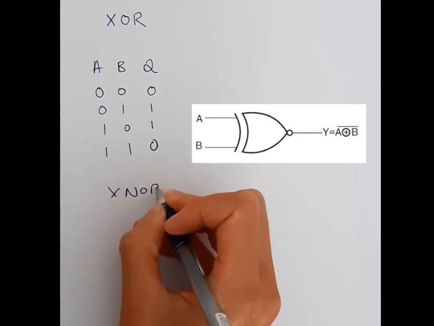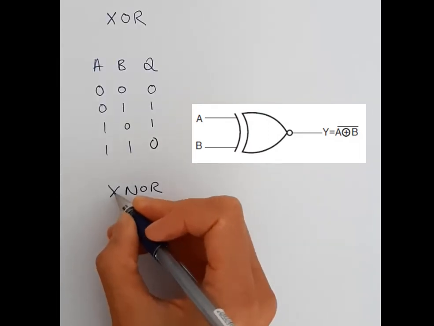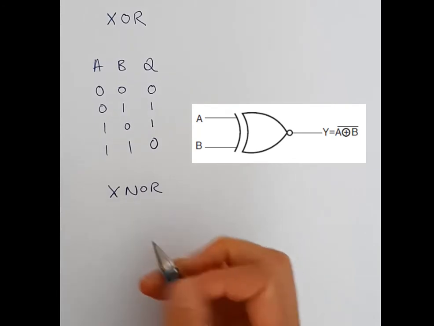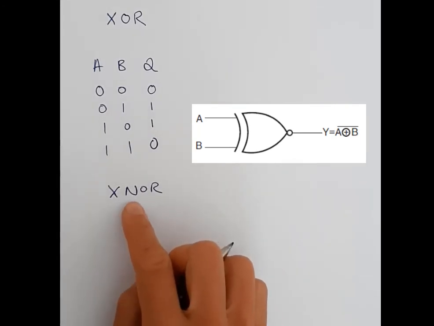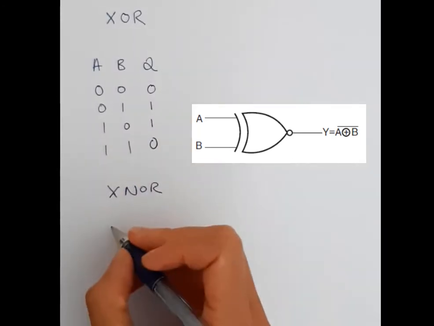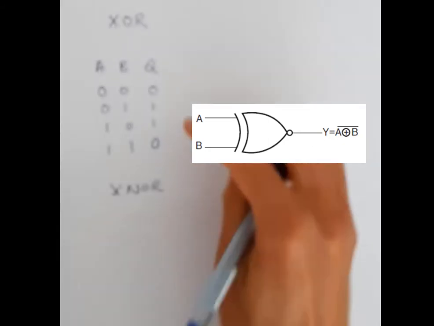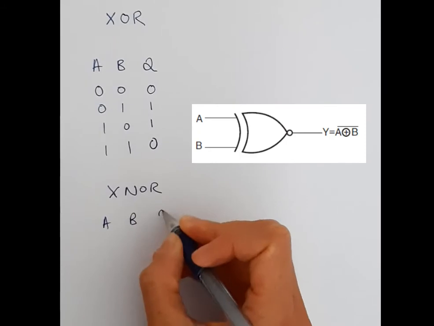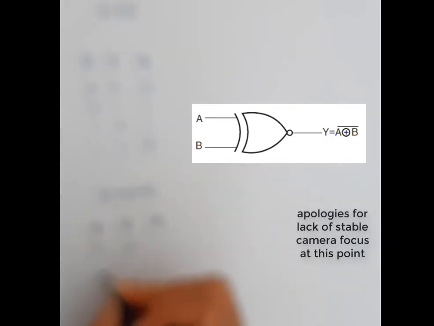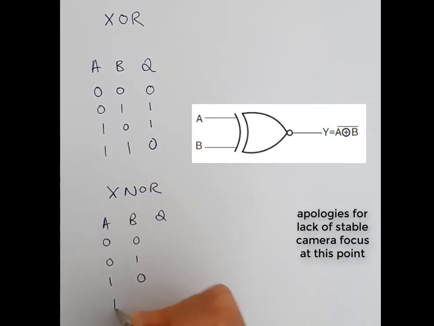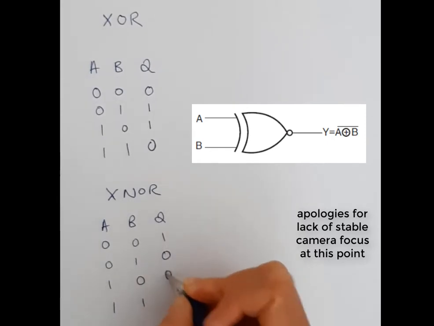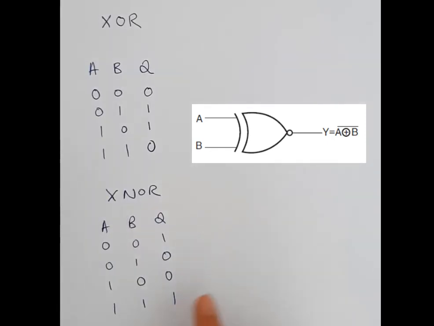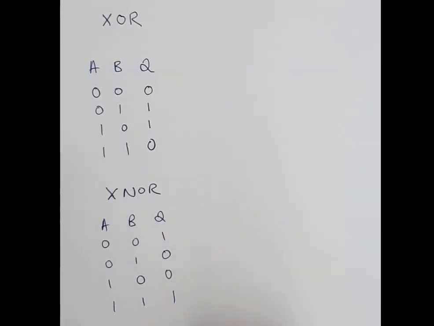Now, an XNOR, so an exclusive NOR gate, is basically you're NOTting your XOR. So an XNOR is going to give you... okay, and they're the last two gates that you need to know about.